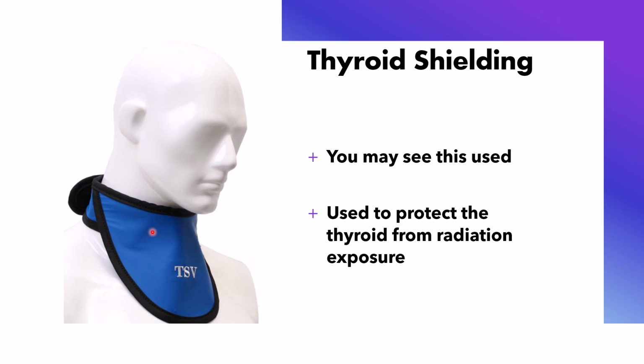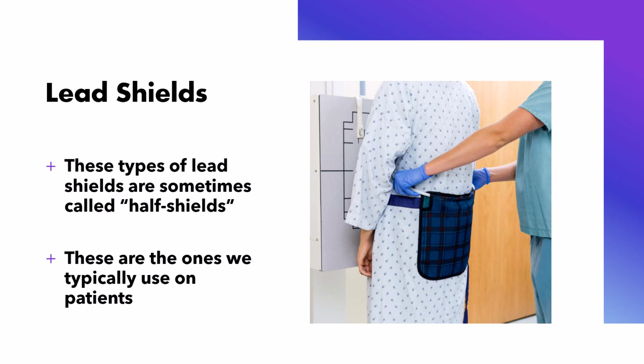This is a thyroid shield that we would use to protect our thyroid because the thyroid is here in our neck. It's very superficial and it's radiosensitive. So you may see these used. And most often you're going to see these used in fluoroscopy. Not on the patient so much, but on our personnel. And this is a lead shield that we would use on the patient.